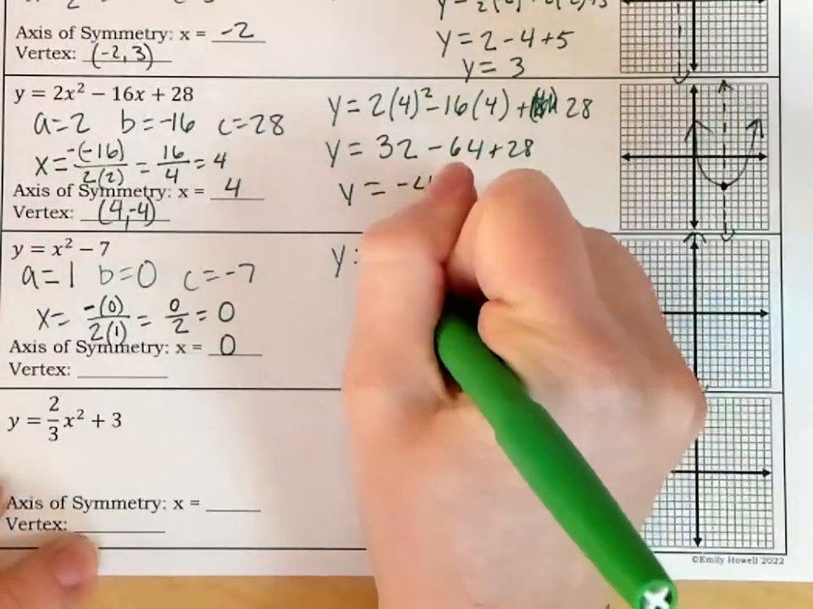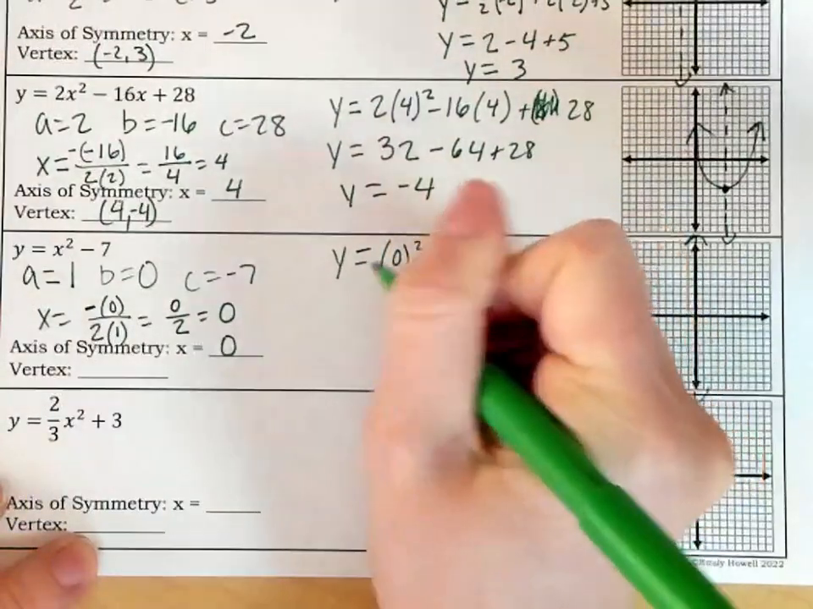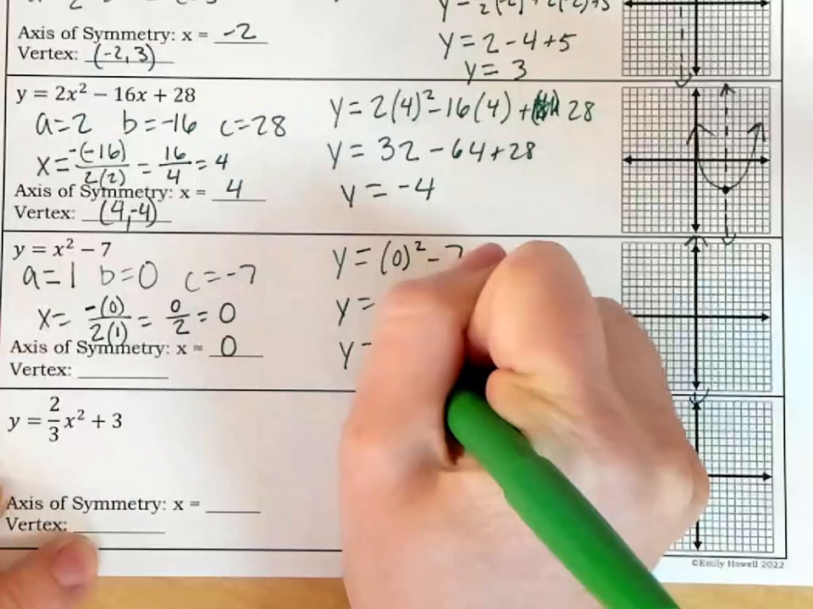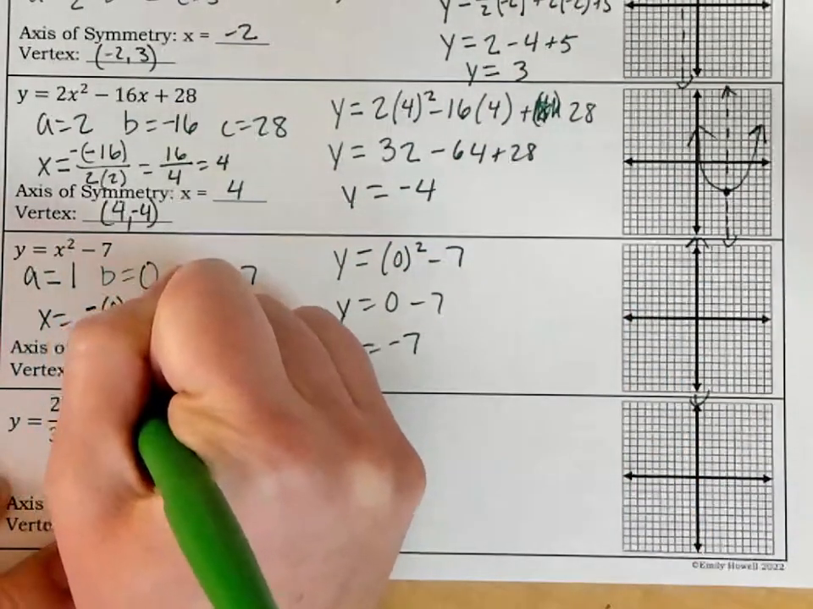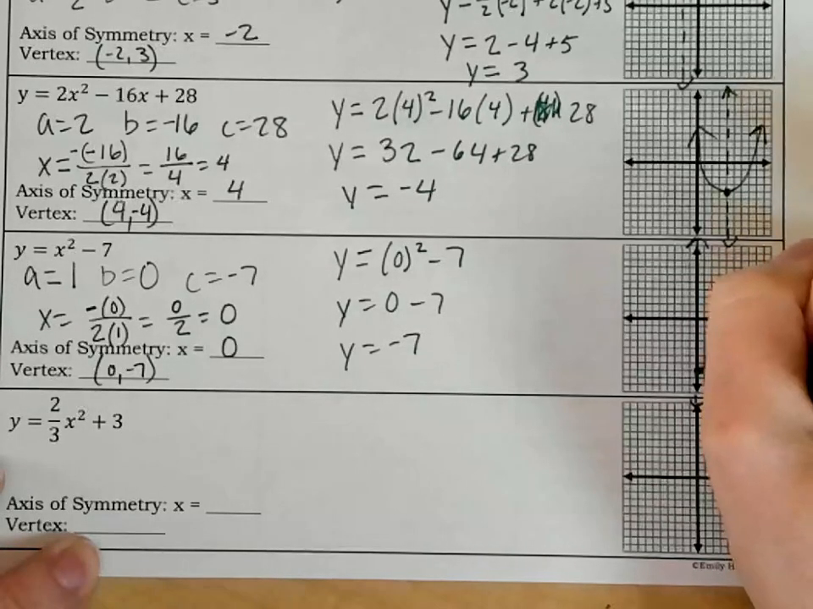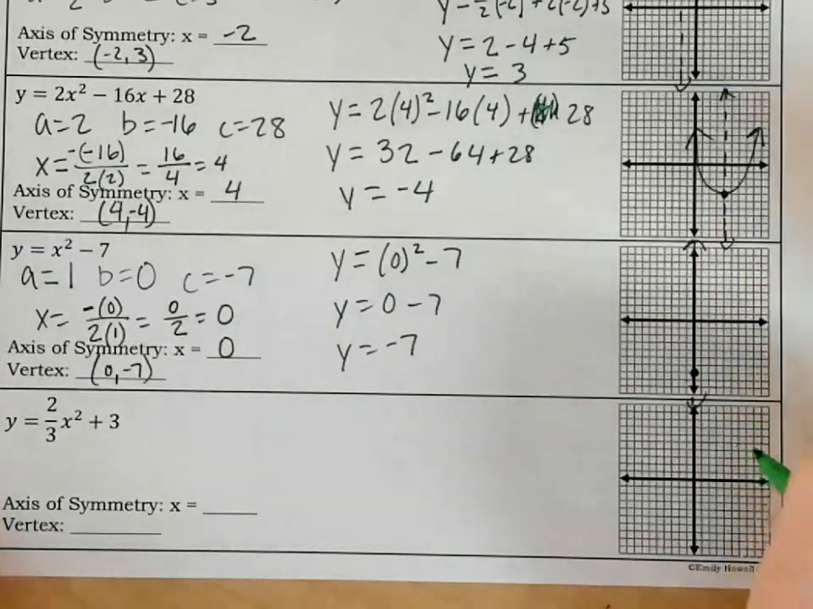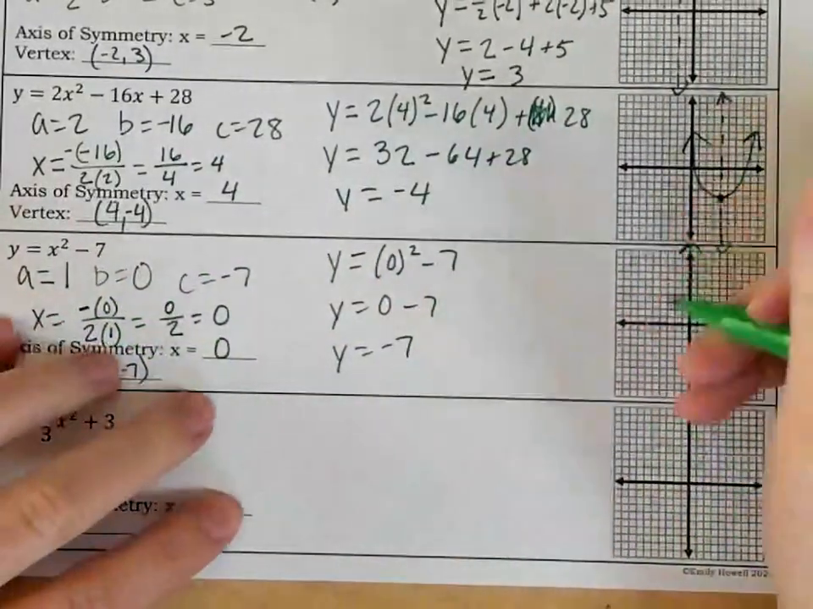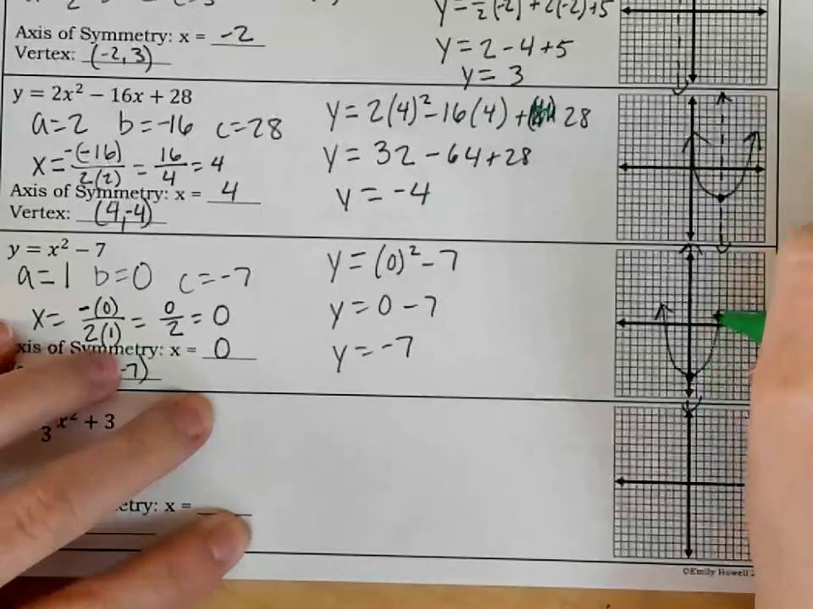Now I'm going to take that and plug it into my equation to find my y value. So x squared is going to be 0 squared minus 7. Of course, that simplifies to 0 minus 7, which is negative 7. So my vertex here is 0, negative 7. So I'm going to be putting my point at negative 7 on the y-axis. Okay, and so now I check my a value, which is, of course, 1, so it's going to open upwards.